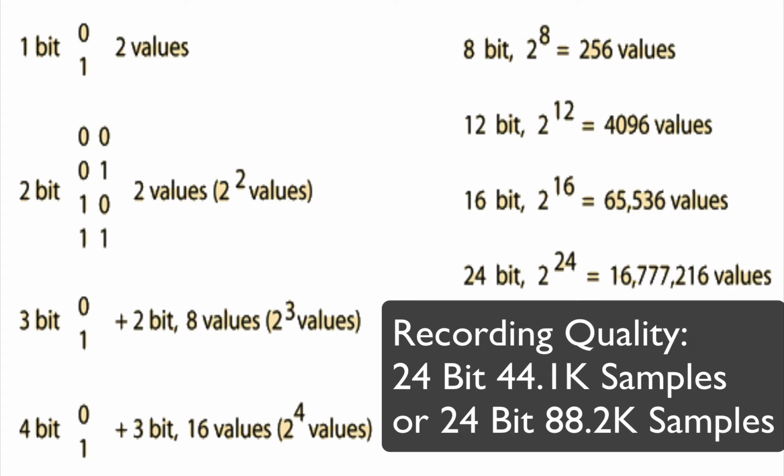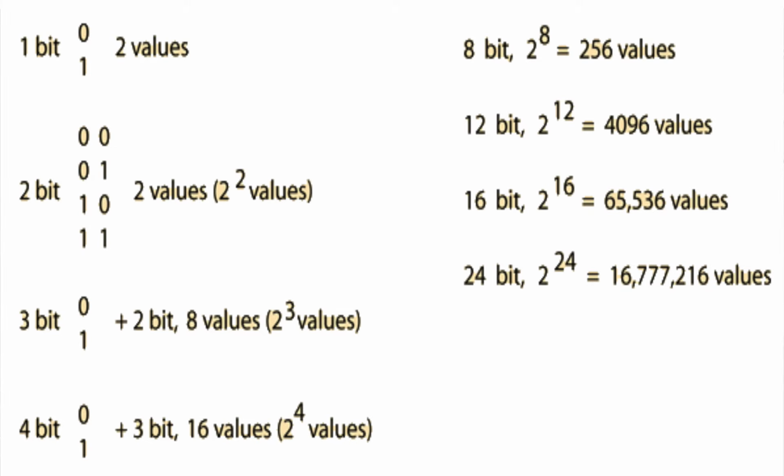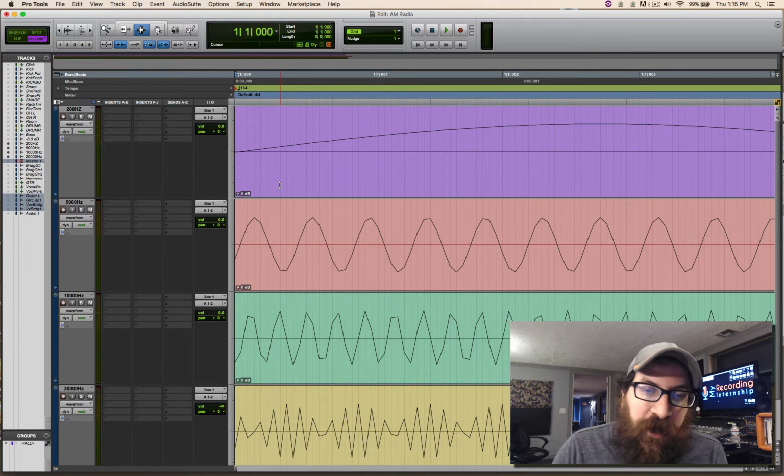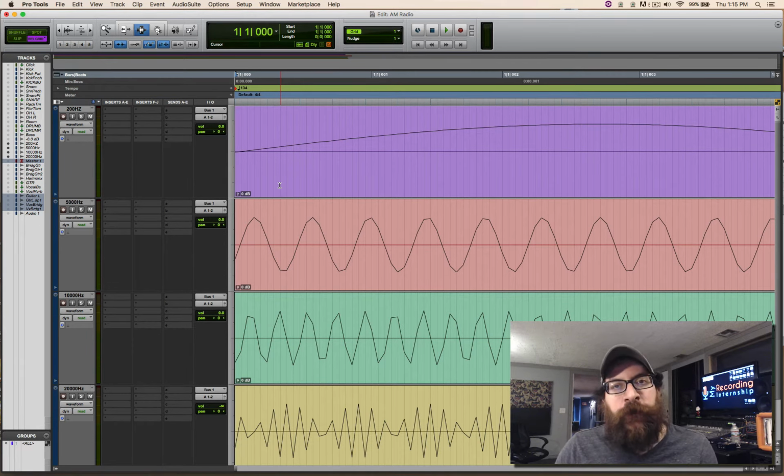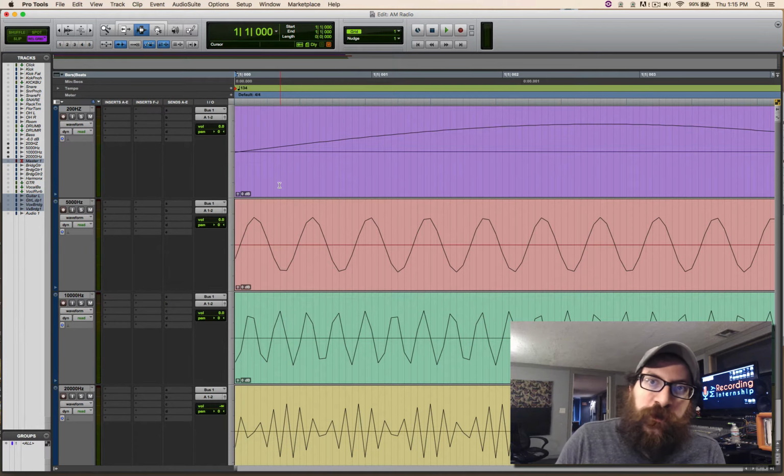Hey guys, Anthony Santo here from myrecordinginternship.com. I'm here with a quick start guide for sample rate and bit depth. Here's how I'll get you started right away. Normally in audio, we use 44.1 as our sample rate. That's 44.1K. And our bit depth is usually 24 bits.